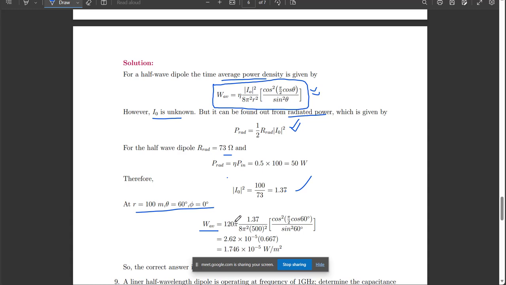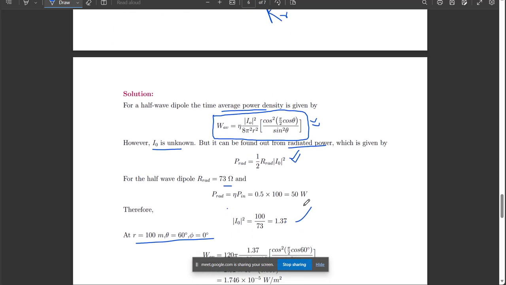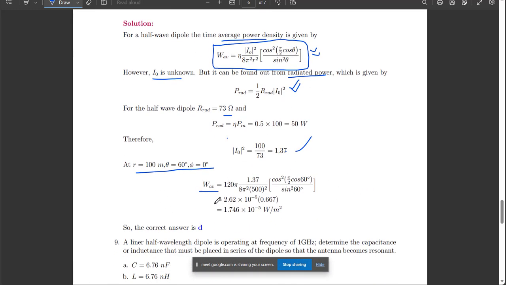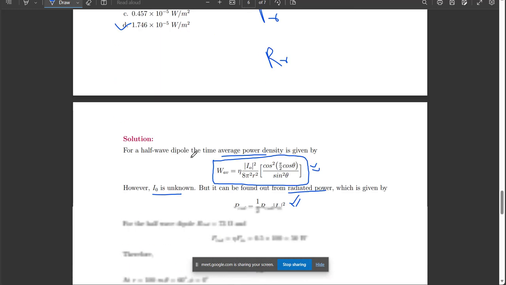You put the value here, the value of I naught, 8 pi square R square here, and this is pretty simple: cos 60 degree and sin 60 degree. And for phi, there is no term for phi, and it's already given that phi is equal to 0 degree, so also no term for phi. If you solve this question, you will be able to find out W_rav, which is equal to 1.746 times 10 to the power minus 5 watts per meter square. So option D is the correct answer.